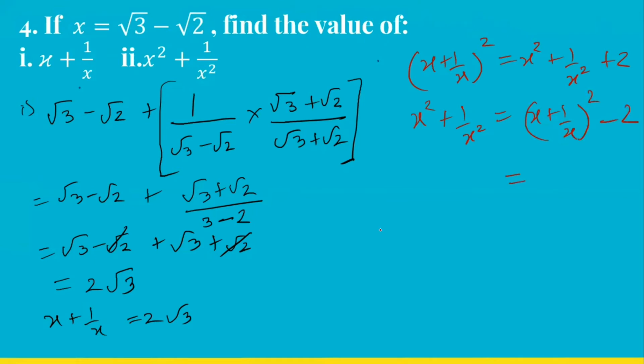Let us put the value of x plus 1 upon x, which we have got as 2 root 3. So 2 root 3 square minus 2. Now 2 root 3 square: 2 square is 4, root 3 square is 3. So 4 3s are 12, and 12 minus 2 gives 10. Got it? So you have got the value of x plus 1 upon x as 2 root 3 and x square plus 1 upon x square as 10. Now further we have to solve more.